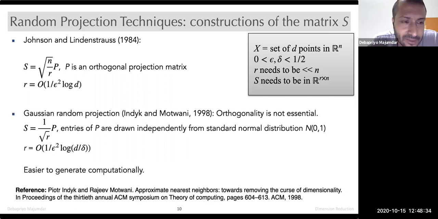So then there was another one, Gaussian random projection matrix. This is by Indyk and Motwani, the famous Rajeev Motwani, 1998, that orthogonality is not essential. They actually proved that orthogonality is not essential, and they constructed S equal to 1 by root R times P, where entries of P are drawn independently from a standard normal distribution N(0, 1). Now, what does that mean?